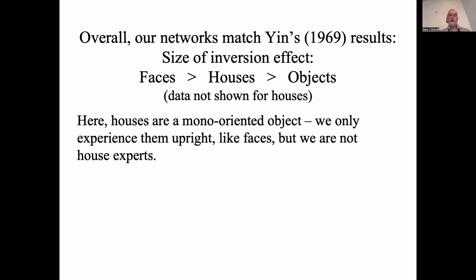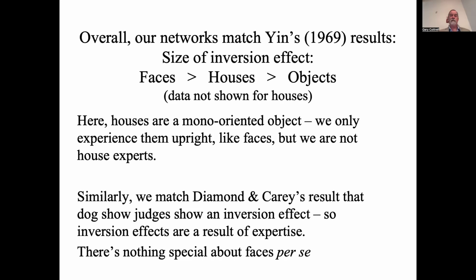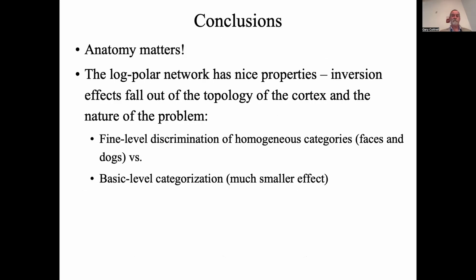And overall, our networks match Yin's 69 results. The size of the inversion effect is highest for faces, then for houses that are mono-oriented, and then more than objects. And similarly, we matched Diamond and Carey's results.